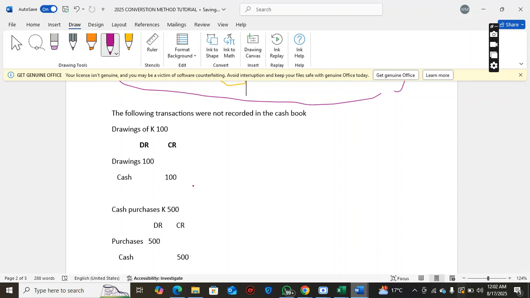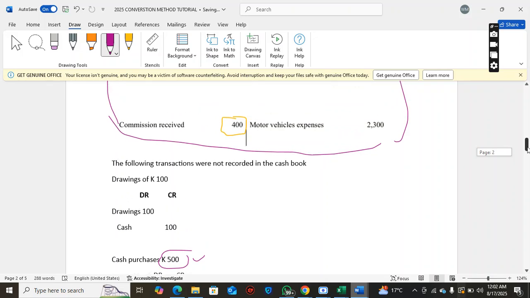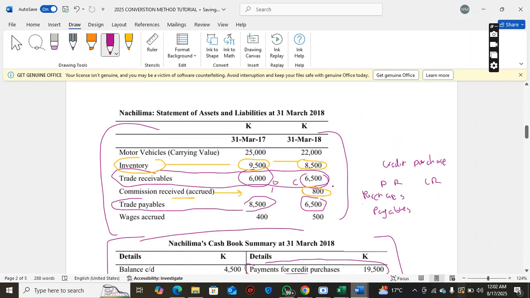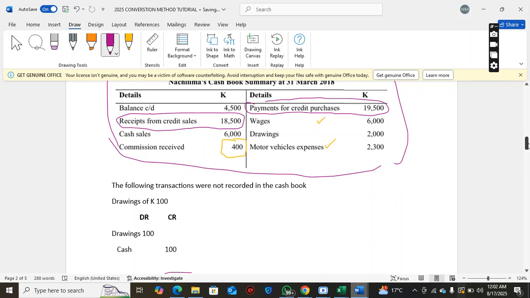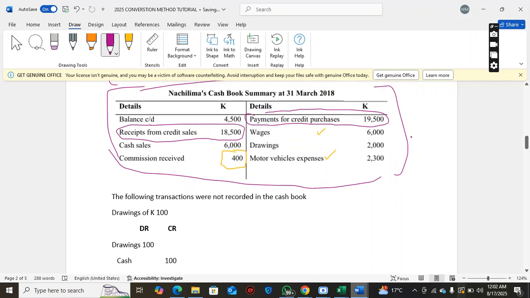We need to add that. So we also got this expense here, cash purchases, and wages accrued. For wages accrued, you come to the ending balance to see how much has been accrued in total, which is 500. So we've got wages accrued 500, purchases expense 500, and this 6,000. For wages first, 500 plus 500 plus this 6,000.